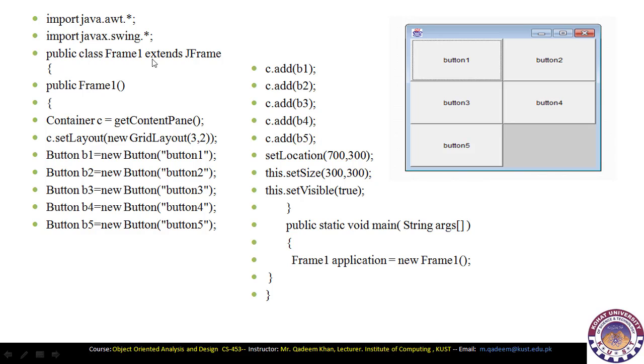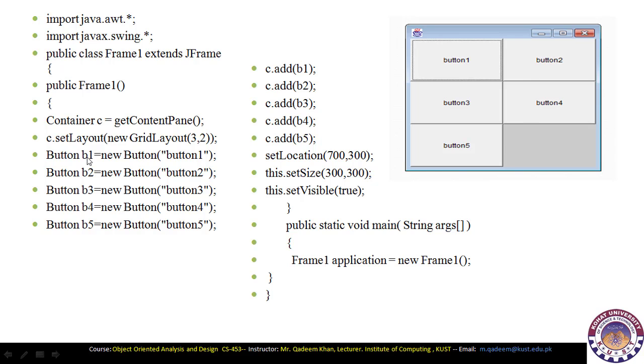Now here we have public class Frame1 extends JFrame. We have defined our class which is extended from the JFrame built-in class. So that means Frame1 is the child of JFrame. JFrame is the parent here. Public Frame1 is the constructor. Here Container c = getContentPane() defines the panel or the inside of the window. Now c.setLayout(new GridLayout(3, 2)). 3, 2 means 3 rows and 2 columns.